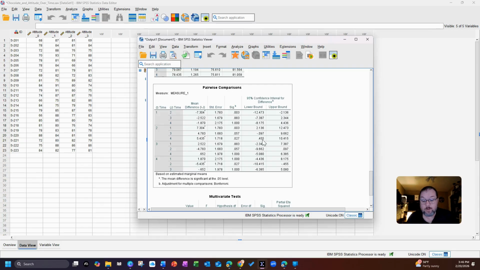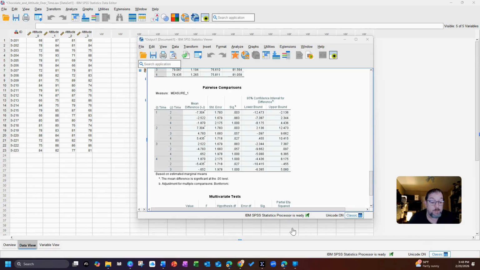So my APA conclusion, okay, I'm going to say Mauchly's test indicated that the assumption of sphericity was not violated. My chi-square with 5 degrees of freedom was 3.114, and my significance p value was 0.683. A repeated measures ANOVA revealed a statistically significant effect of time on attitude, F(3, 66) = 5.681 with a p of 0.002. My effect size, partial eta squared, was equal to 0.205.